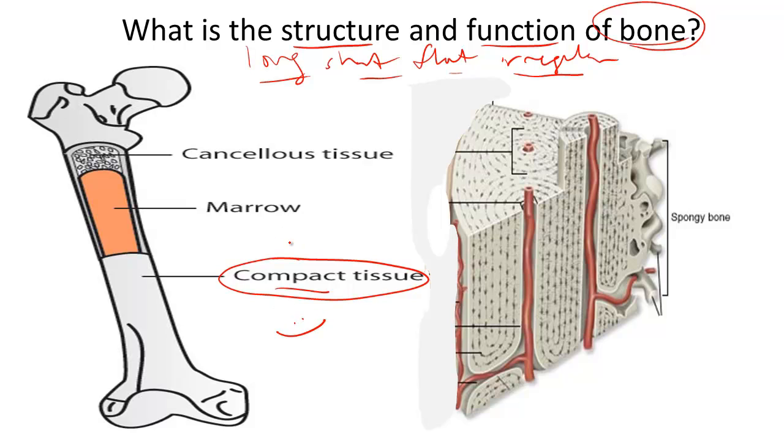Tube-like structures called osteons run through the length of compact bone. And these provide oxygen and nutrients to bone cells.